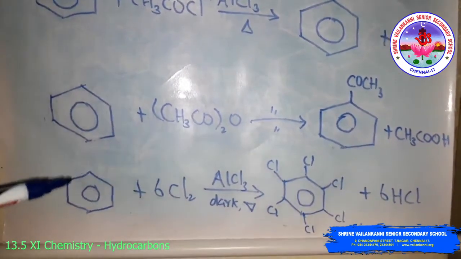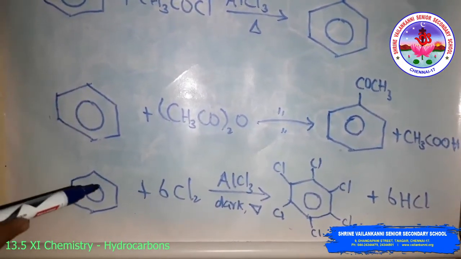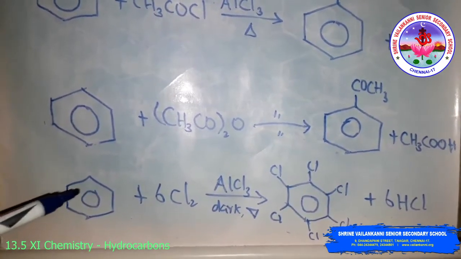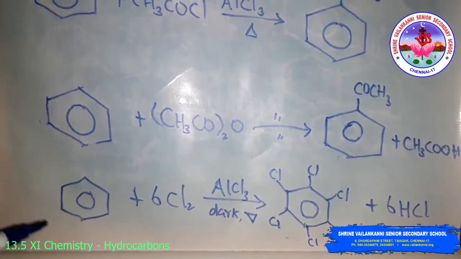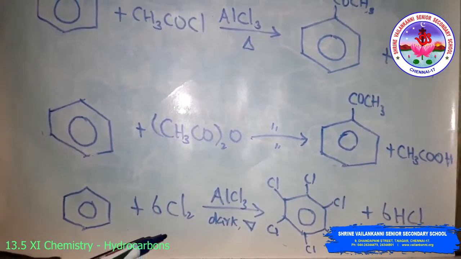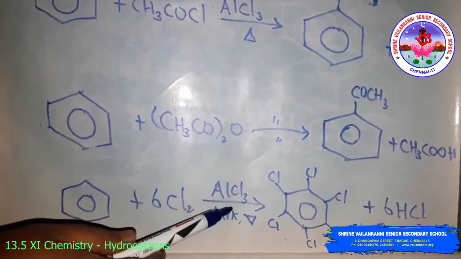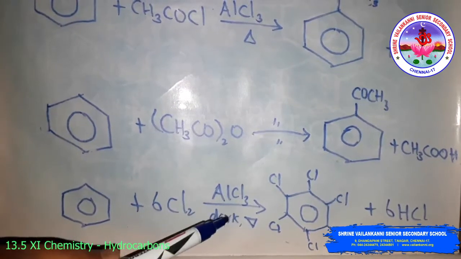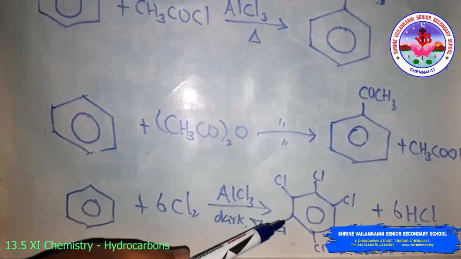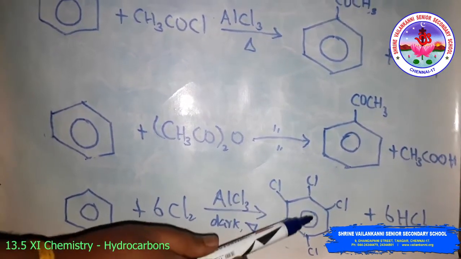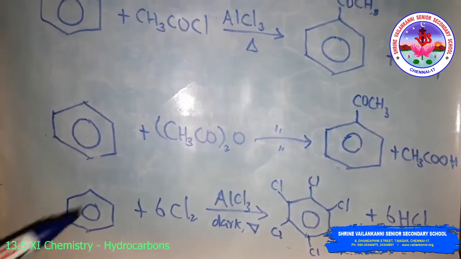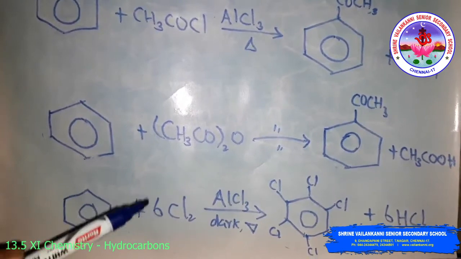Then if an excess of the electrophilic reagent is used, further substitution may take place, in which other hydrogen atoms of the benzene may also be successively replaced by the electrophile. For example, benzene on treatment with excess chlorine in the presence of anhydrous aluminum chloride, in dark and cold conditions, you will get hexachlorobenzene, that is C6Cl6, and HCl is obtained. So this is the reaction. Now we'll see the mechanism of the electrophilic substitution reaction.